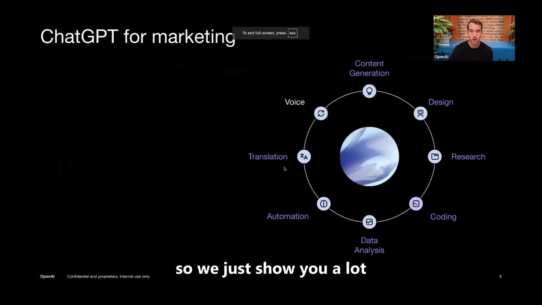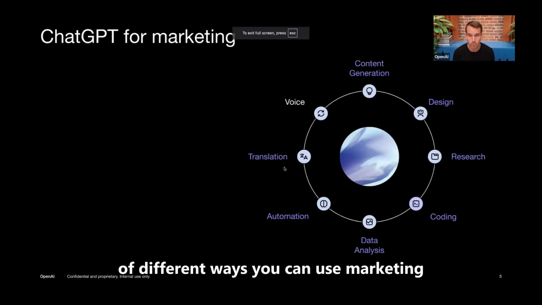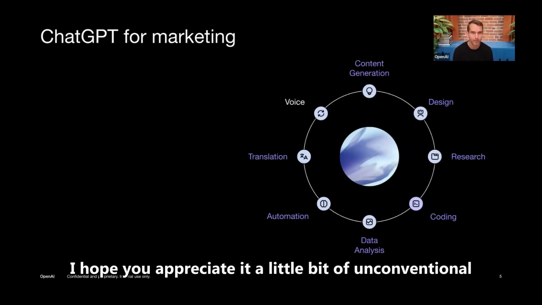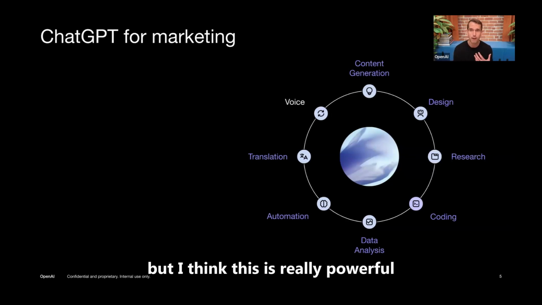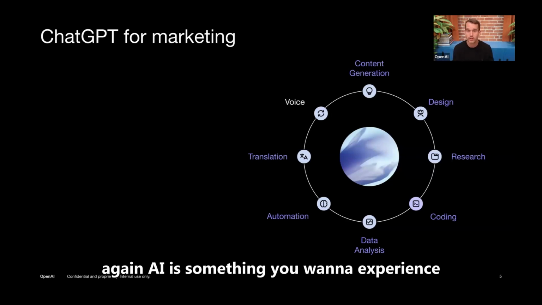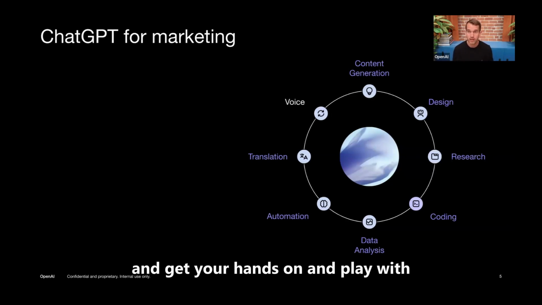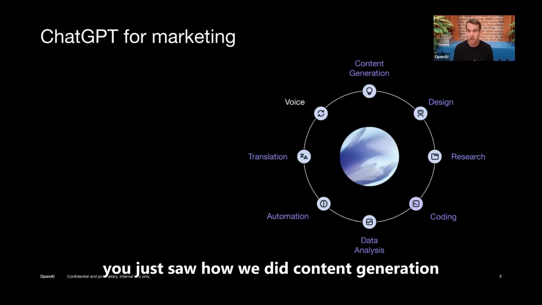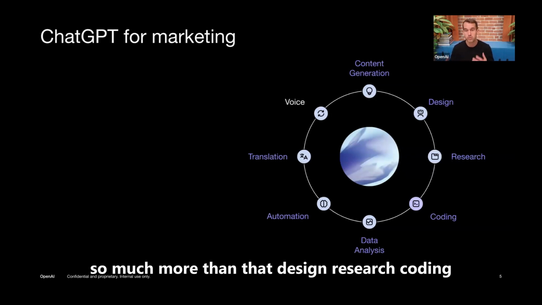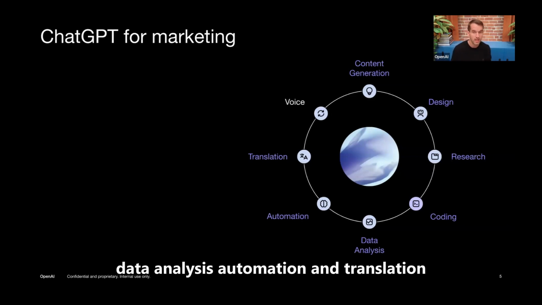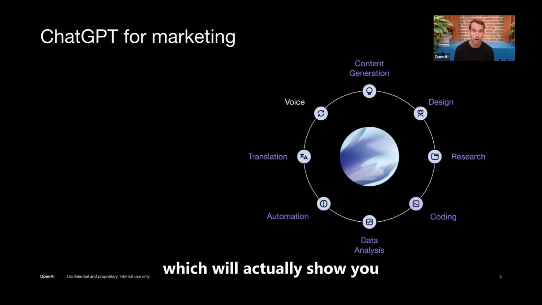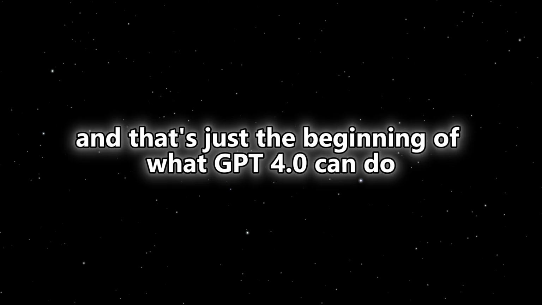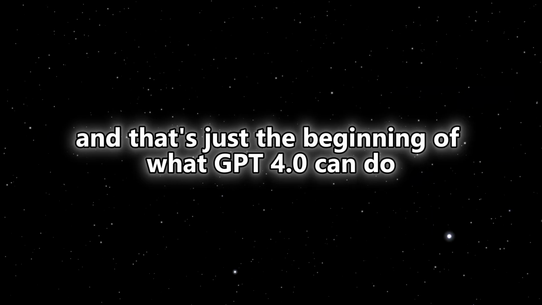So we just showed you a lot of different ways you can use marketing. I hope you appreciate it. A little bit of an unconventional demonstration here, straight jumping into demo, but I think this is really powerful. Again, AI is something you want to experience and get your hands on and play with. And there's so many different use cases for how you can use AI. You just saw how we did content generation, but so much more in that: design, research, coding, data analysis, automation, and translation. Everything other than really voice, which we'll actually show you a little bit later in a demo. And that's just the beginning of what GPT-4o can do.